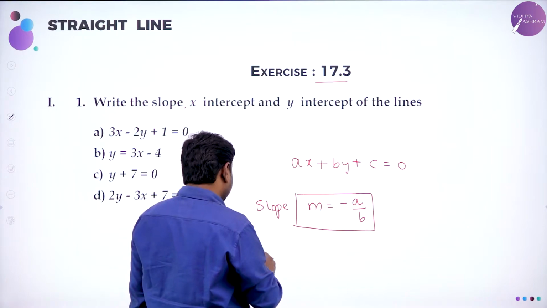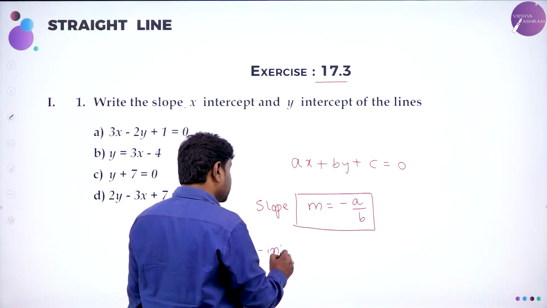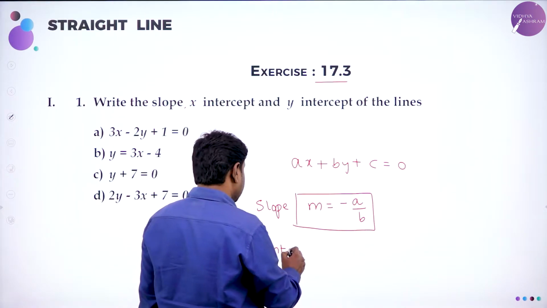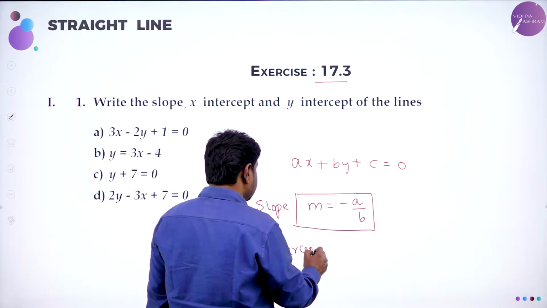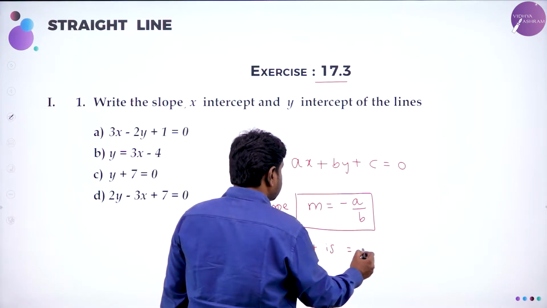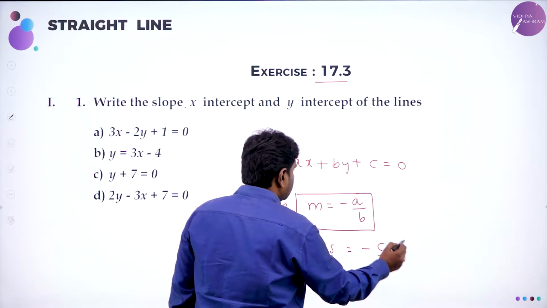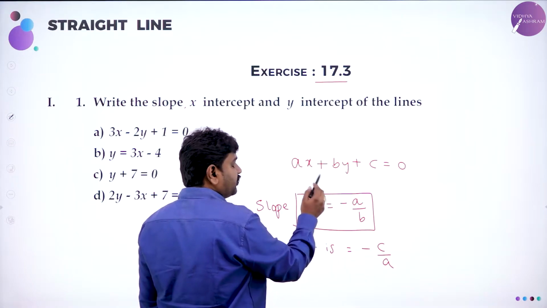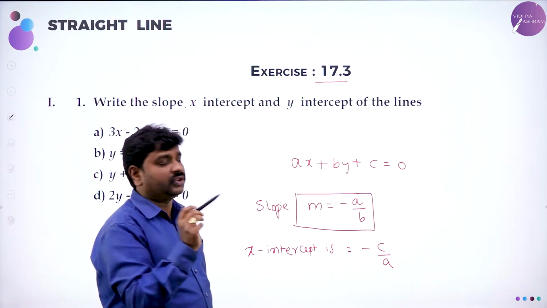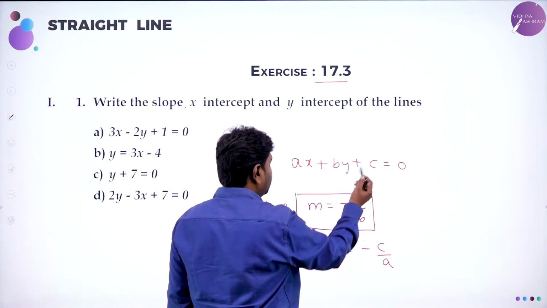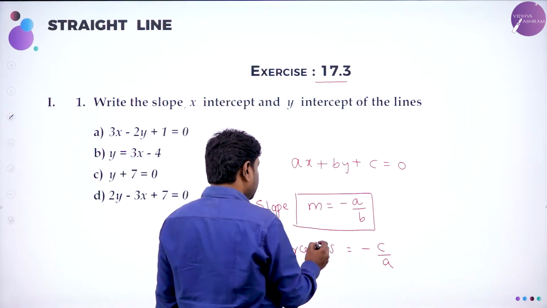And how to get x-intercept? X-intercept means it is a point on x-axis where line cuts x-axis. So x-intercept is minus c by a. Means when you put y value 0 and rearrange, you will get x value, that is minus c by a.